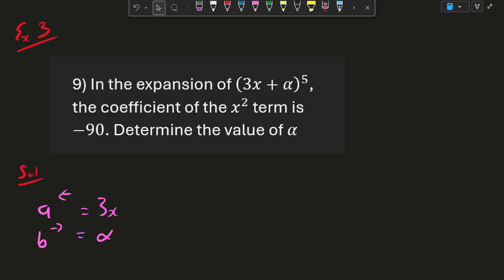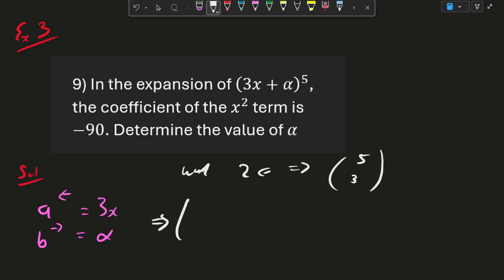So note that we want an x squared term, which again means that we're looking for two particular movements to the left, which would imply that we're going to have three movements to the right. So as I said, we want two lefts, which implies that our coefficient is going to be the row number 5, choose the amount of rights which we need, which is 3 right movements, excuse me. And we know that this is equal to negative 90.